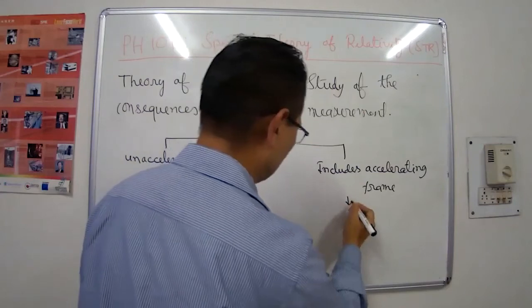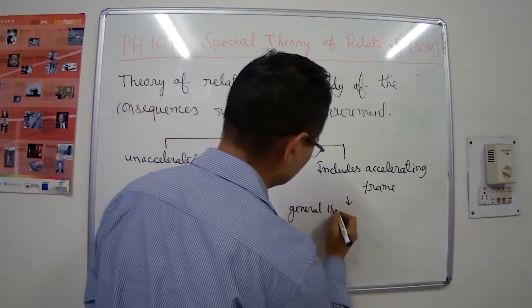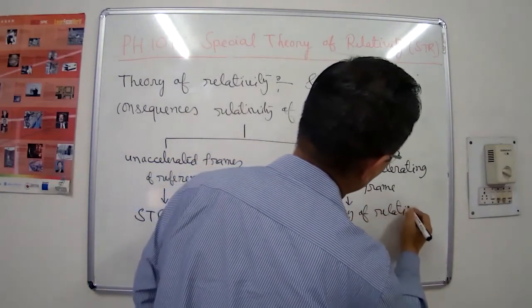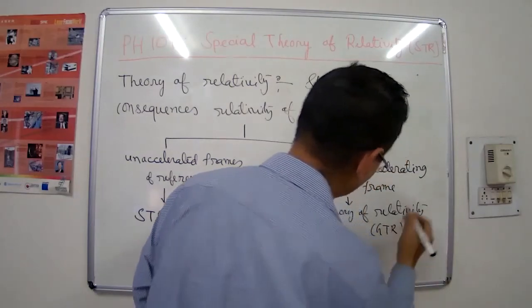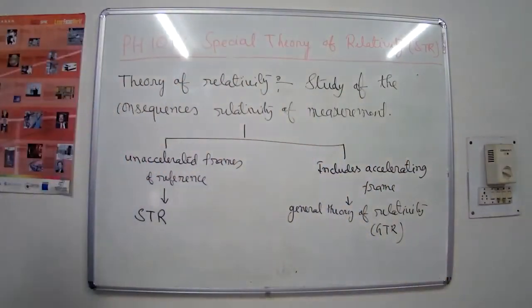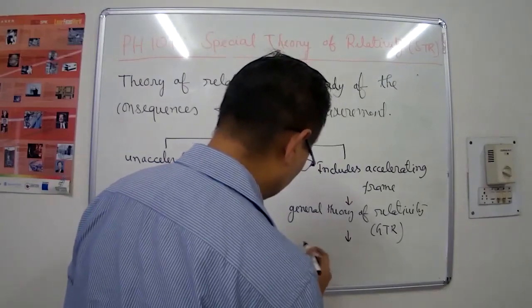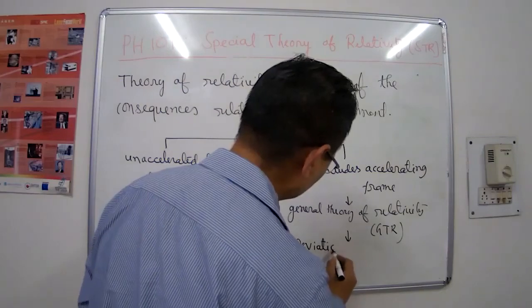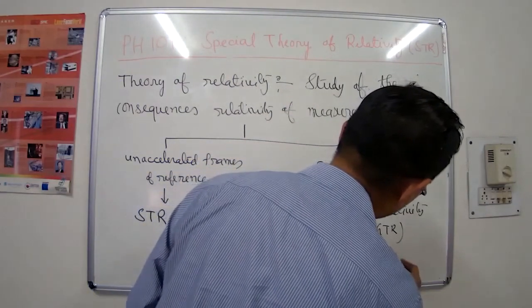then the branch is called the General Theory of Relativity, in short GTR. Actually, the general theory of relativity deals with deviation from Newtonian gravity.